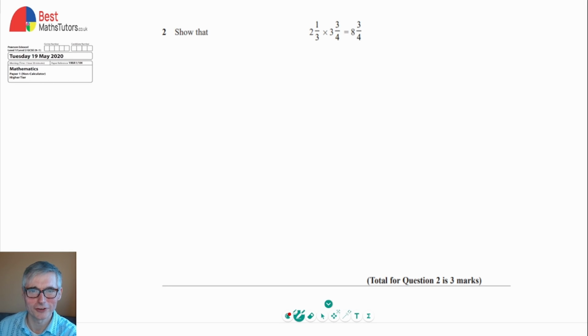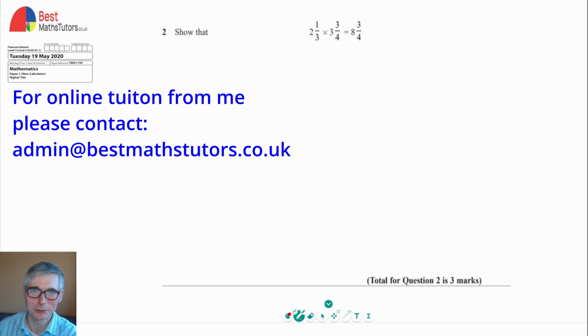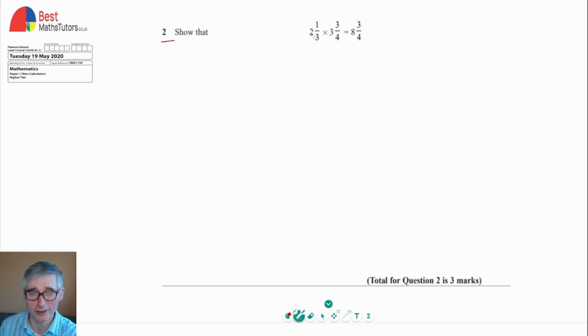I'm continuing to go through the Edexcel higher tier paper 1 from 2020, and this is question 2. It's a question about mixed numbers, so it's fractions and whole numbers mixed together. What we've got to do is show that 2 1/3 times 3 3/4 is equal to 8 3/4. So we're going to have to convert these into top-heavy fractions first of all.